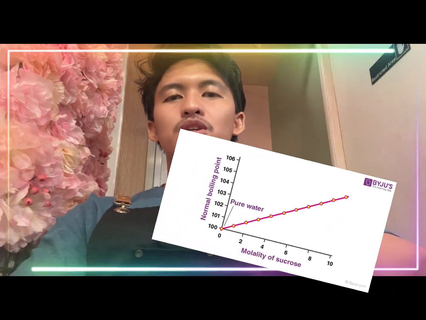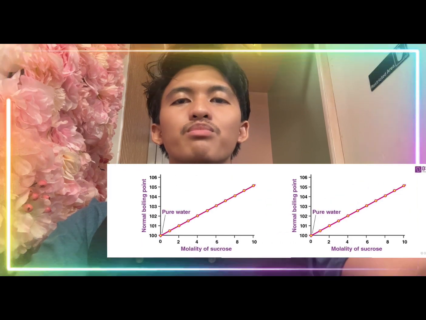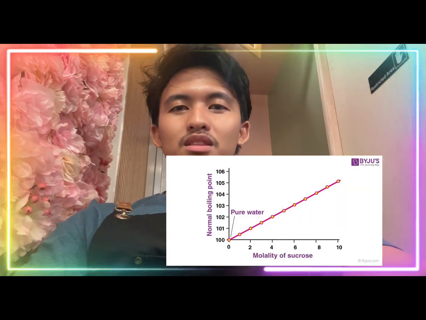Boiling point elevation is a colligative property of matter. It is dependent on the solute to solvent ratio, but not on the solute's identity. This implies that the elevation in the boiling point of a solution depends on the amount of solute added to it. The greater the concentration of solute in the solution, the greater the boiling point elevation.